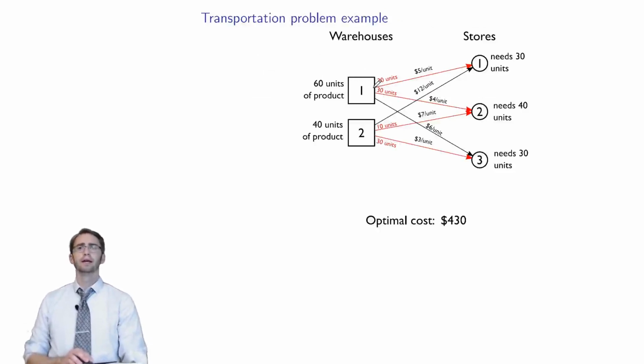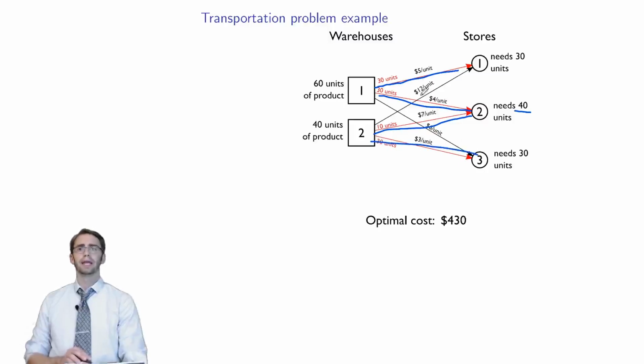Warehouse 1 sends 30 units of the product, just as we said a moment ago, into store number 1. And then it sends another 30 units of the product into store number 2. At that point, store number 2 has received 30 units from warehouse 1, and it needs another 10 because it needs a total of 40.